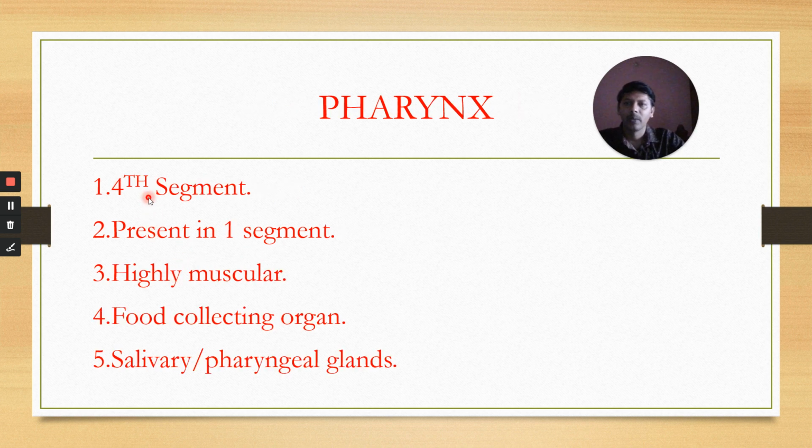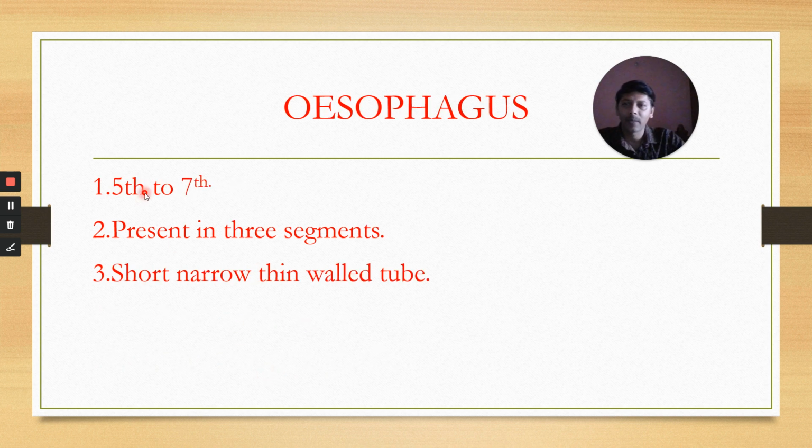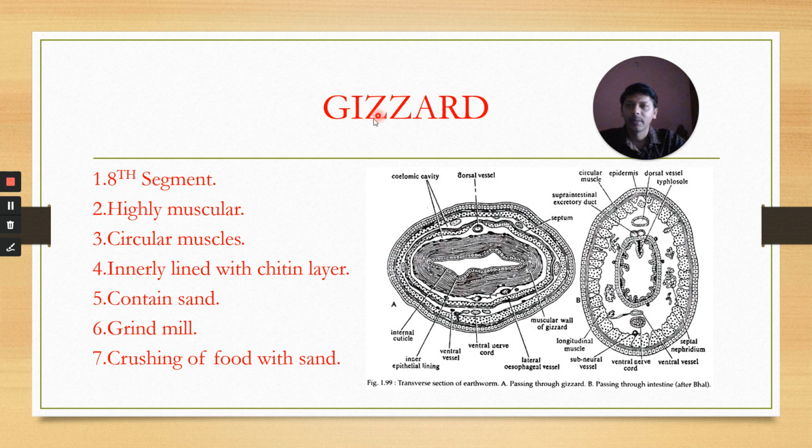Pharynx. Where is it? In the 4th segment. Present in only 1 segment. Highly muscular and a food-collecting organ; salivary and pharyngeal glands are present in the pharynx. Next, esophagus, 5th segment to 7th segment, present in total 3 segments: 5, 6 and 7, a short, narrow, thin-walled tube.